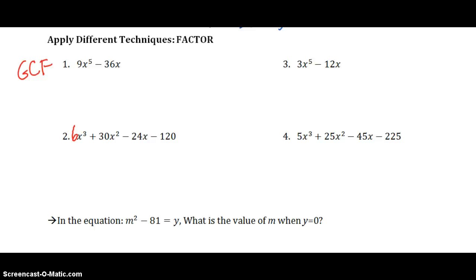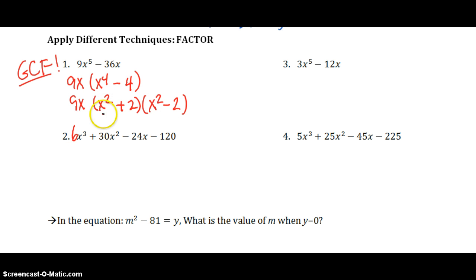So the first thing I need to do for number 1 is take out the greatest common factor. Okay, the greatest common factor is 9 and an x. So when I bring out the 9 and the x, I'm left with x to the 4th minus 4. Now, can I take the square root of x to the 4th? Sure I can. It's x squared, and the square root of 4 is 2. So now I have factored it all the way out.